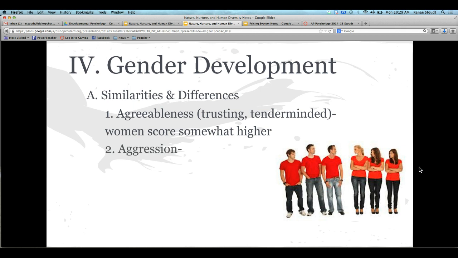Aggression. Who do you suppose scores higher on aggression? Men. Men do score higher on aggression, whether that be physical aggression, verbal aggression. We talked about sexual aggression. Men do score higher.